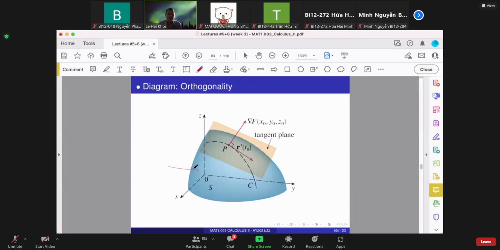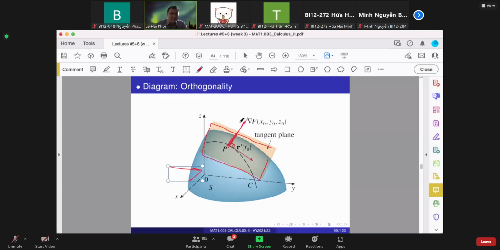Blue is the surface. Point P, tangent normal. This is the gradient vector, and that one is the tangent plane. So you have perpendicular. Perpendicular means this gradient vector is perpendicular to every vector on this plane, right?